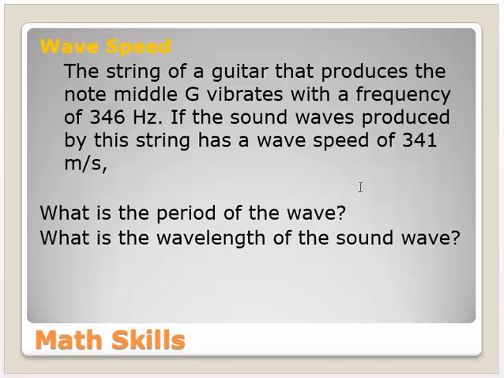Now, here's the problem I want you to do on your own. I am going to give you a hint again. The period is 1 over the frequency. And again, in this case, they want you to find the wavelength. You're going to use v equals the frequency times the wavelength. You're going to be solving for L.